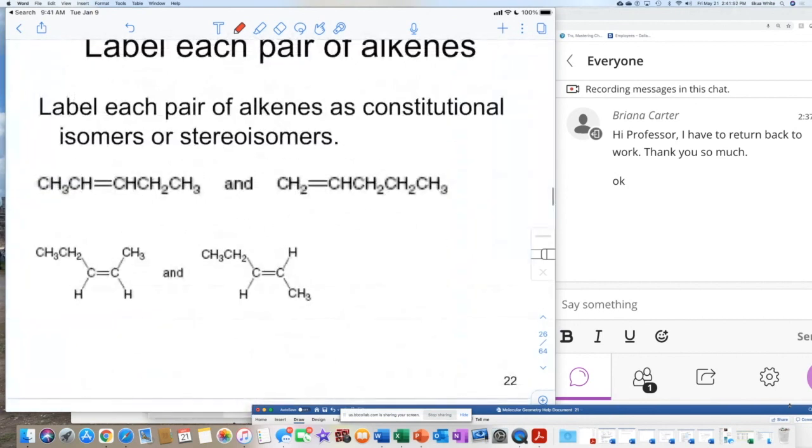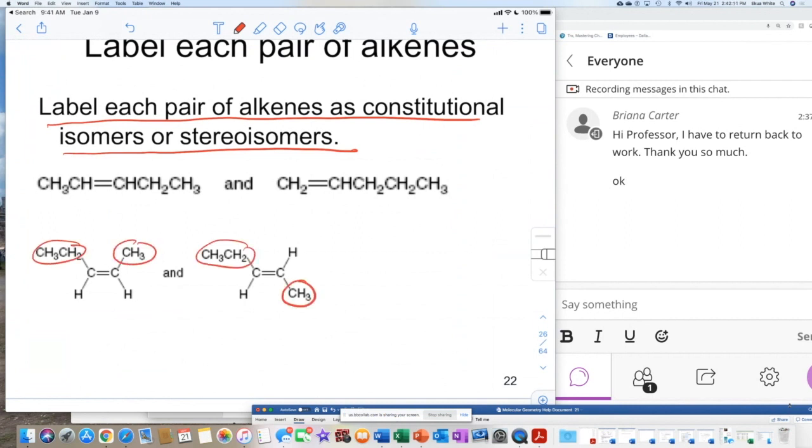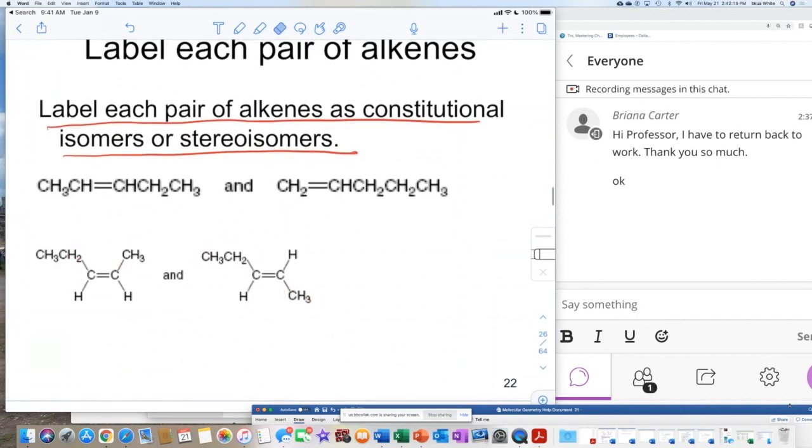Okay, but this one here says, label each pair of alkenes as constitutional isomers or stereoisomers. Here's the thing. You could draw it if you want, or you can try to name it. Let me start with the easier one, okay? With this one here, large groups on the same side, large groups on the opposite end. Let me make sure I have the right number of carbons, first of all. I'm jumping the gun. It does look like a cis and trans isomer, right? Let me see. 1, 2, 3, 4, 5. 1, 2, 3, 4, 5.